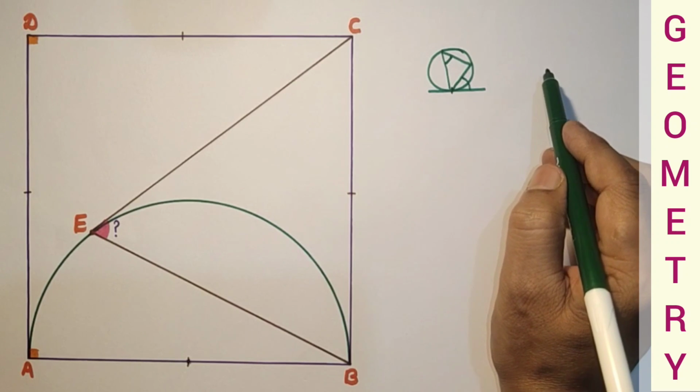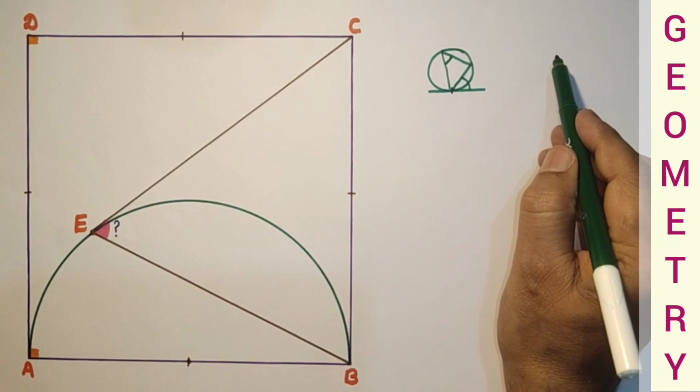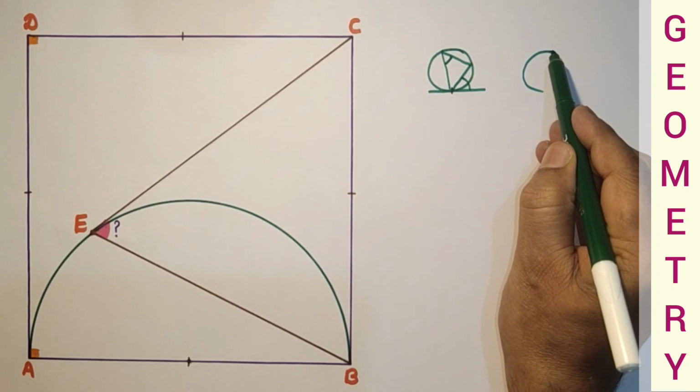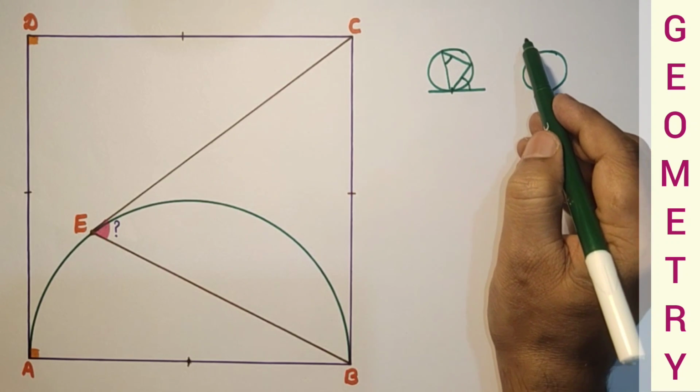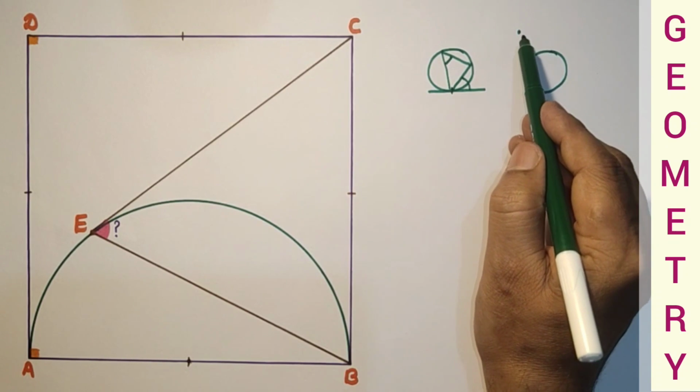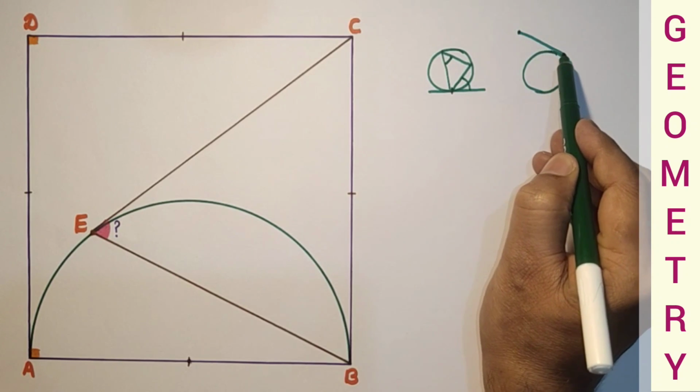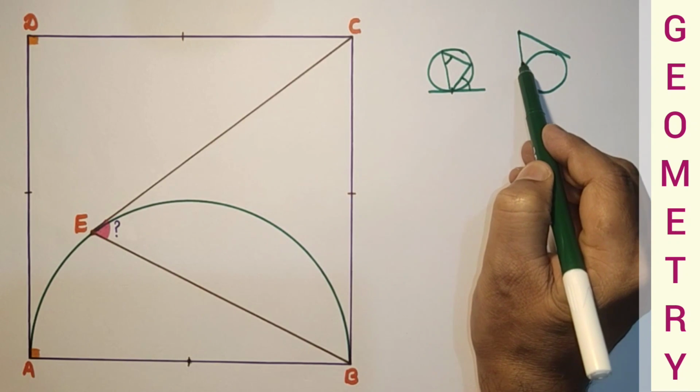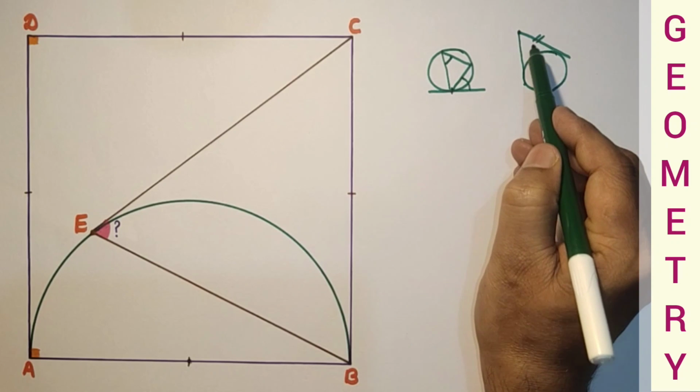And from an outside point two tangents can be drawn and both the tangents are equal. So this is equal to this. These two tangents are equal.